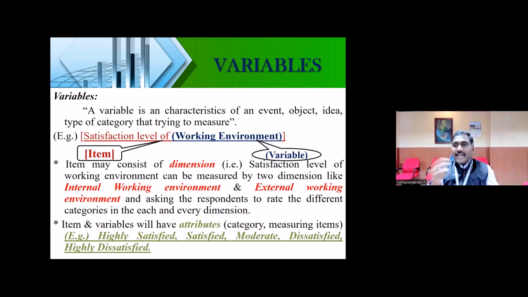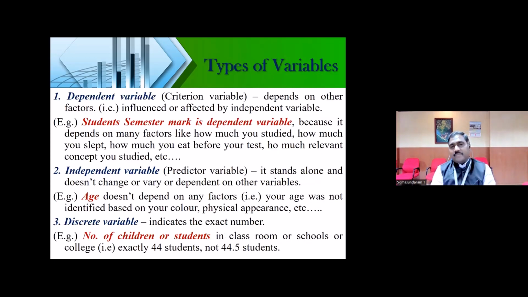So here there are nine types of variables, right? We will go one by one. There are some variables which you are already familiar with. The first one is the dependent variable, which is also called the criterion variable. Most probably the variable you are going to measure, the outcome variable, will be the dependent variable. That means this satisfaction level, the customer perception, is influenced by so and so factors, or depends upon those factors, right?